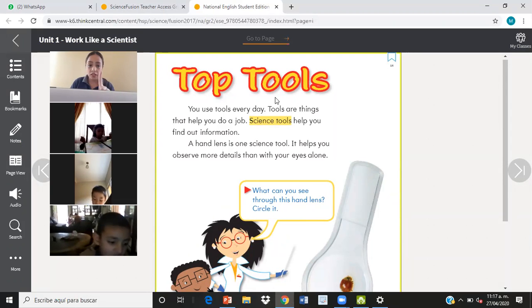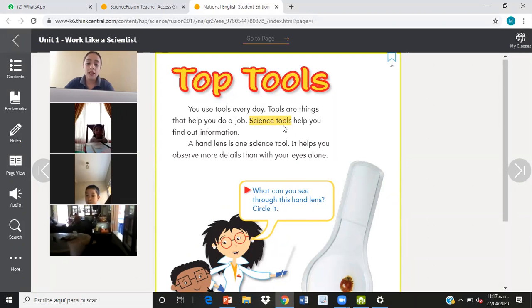Here is the first vocabulary word. Remember that you have homework for tomorrow and you have to write the definitions in your notebooks. You will write the definition of the word science tools, which is word number one of the vocabulary.